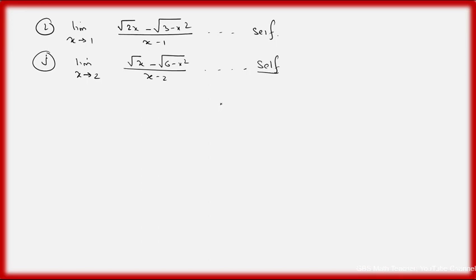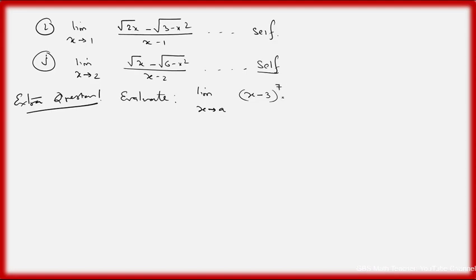Now last extra question, dear students. Evaluate the limit x tends to a of x minus 3 to the power 7 minus a minus 3 to the power also 7, whole over x minus a. Suppose we have to solve this question. It's a very interesting and important question. The solution of this question is like this.